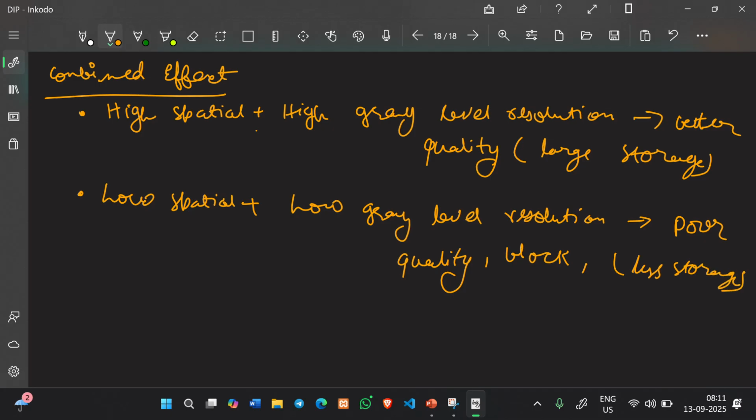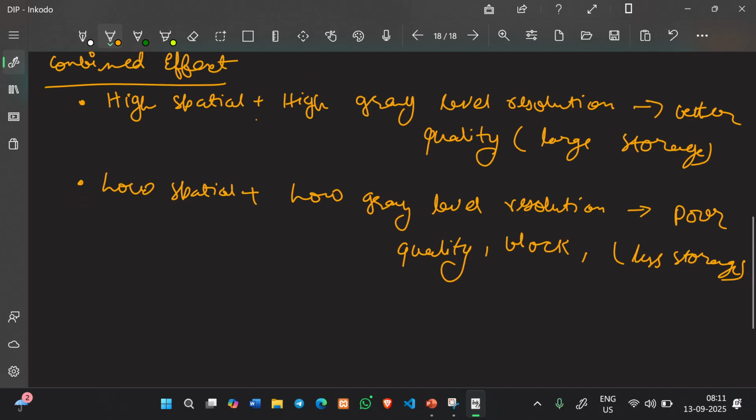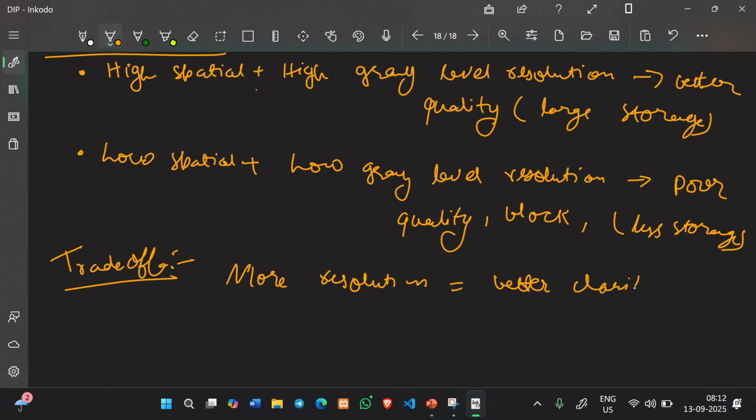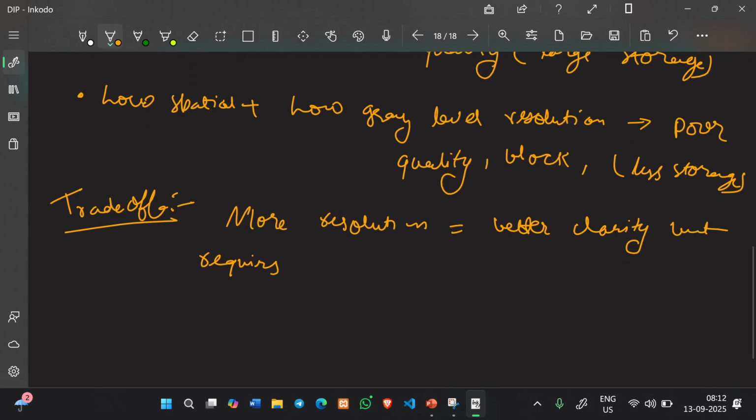Okay, and if you talk about the trade-off: more resolution means better clarity, but requires more memory and bandwidth. So more resolution is equal to better clarity, but requires more memory and bandwidth. Okay, so I hope this is clear.